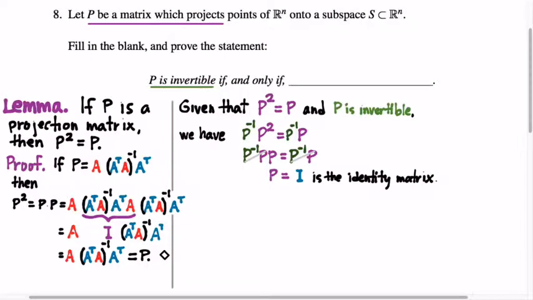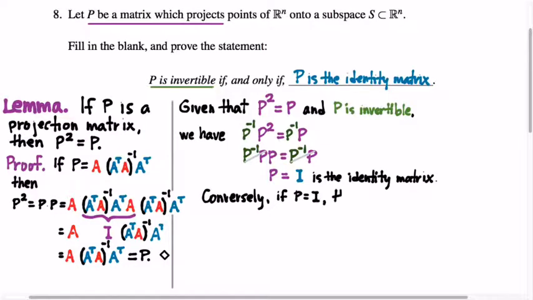And so, if P squared is equal to P and P is invertible, that necessitates that P is the identity matrix, and that's how we'll complete the statement of this claim. And we've proven, therefore, the forward implication. If P is an invertible projection matrix, then P is the identity. But this is an if and only if statement, so we have to prove the other direction as well.